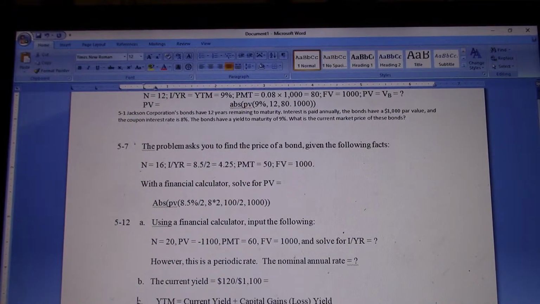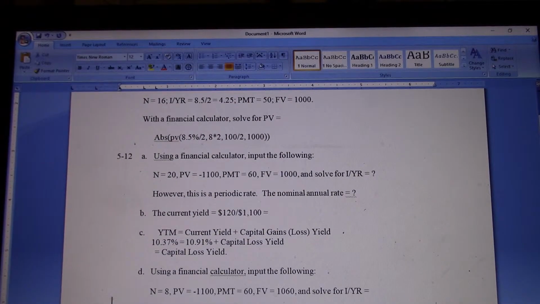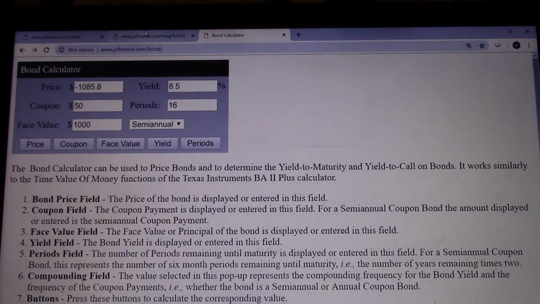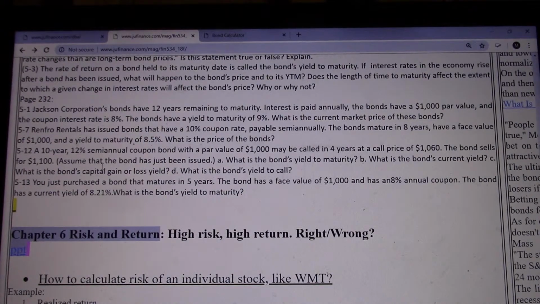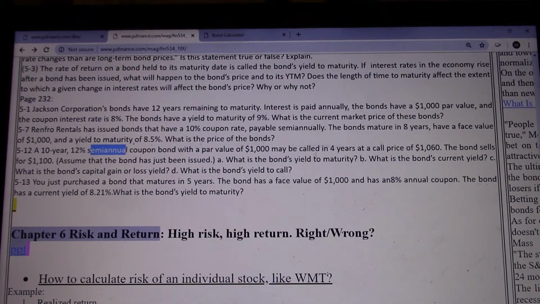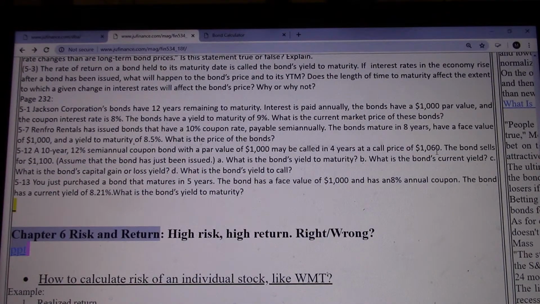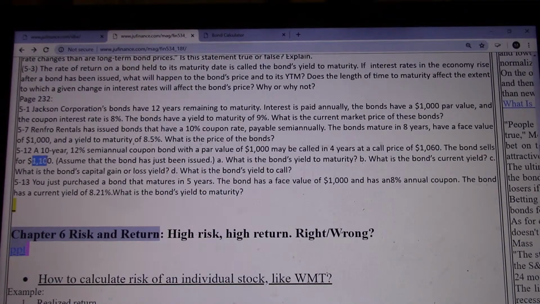Okay, question number 12 is the next question. It's a semi-annual coupon bond. The bond will be called in 4 years at the price of $1,060. So $60 is a premium. The bond price is $1,100. So this is a premium bond. What is the bond's yield to maturity?